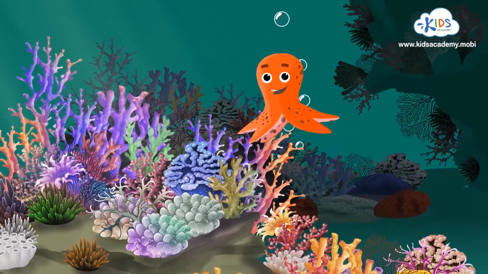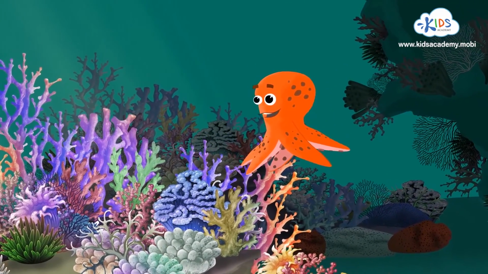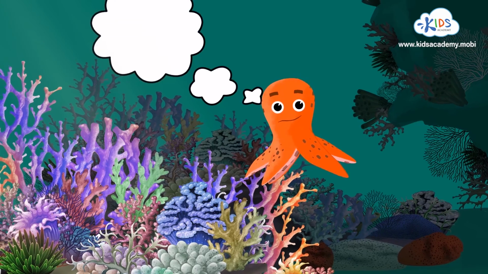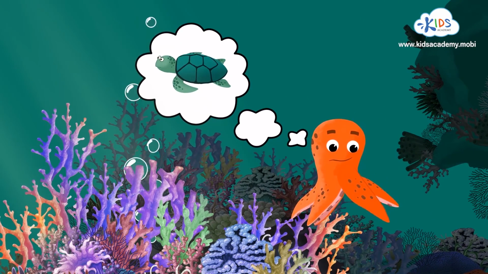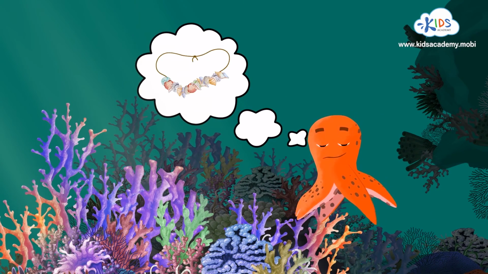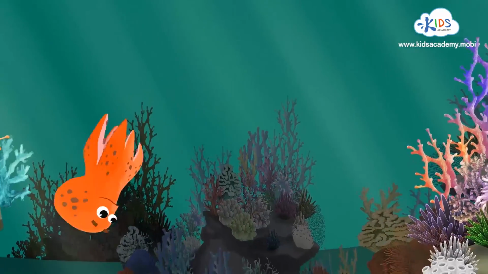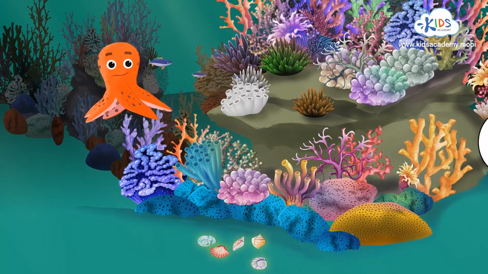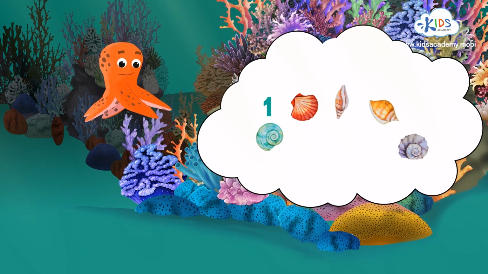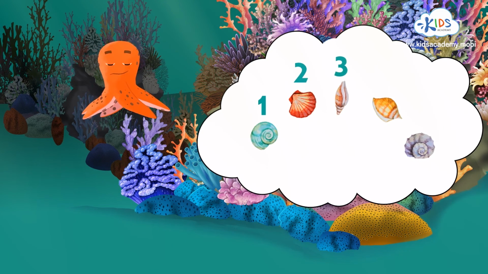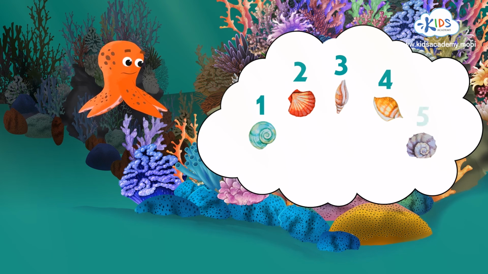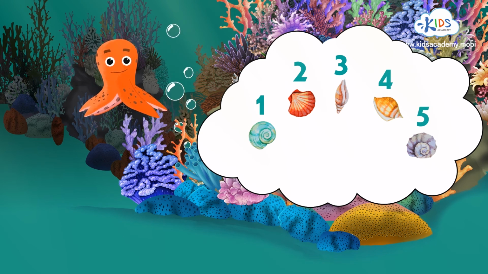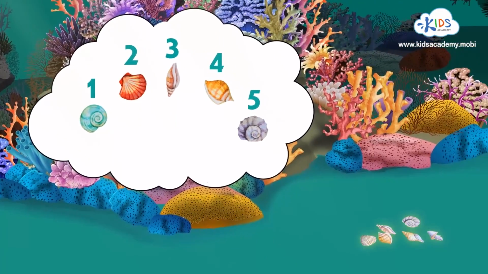Hey everybody, I'm Ramiro. I need to prepare a birthday present for my friend, Sea Turtle. A seashell necklace will make a perfect present. Will you help me find and count seashells for the necklace? Great. Say, how many seashells can you see? 1, 2, 3, 4, 5. That's not enough to make a necklace. See any more seashells?